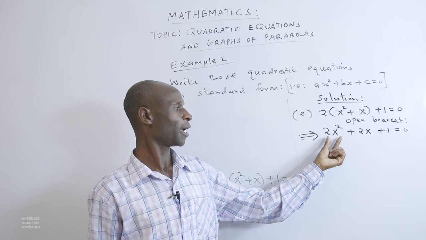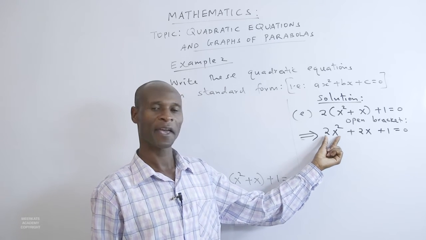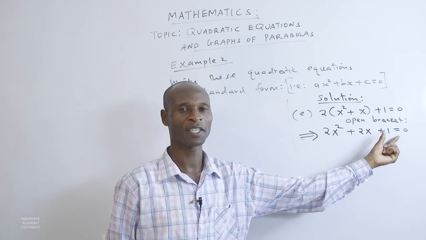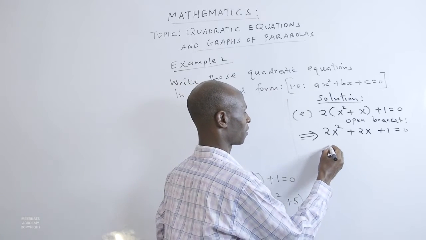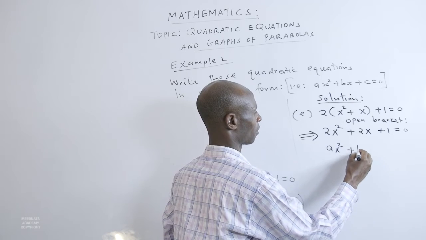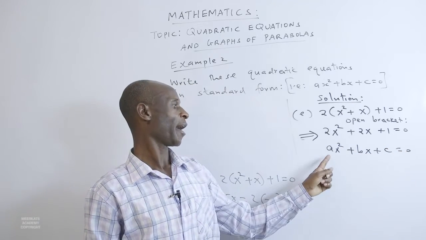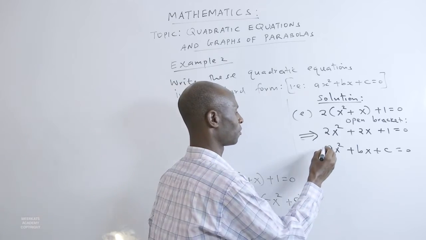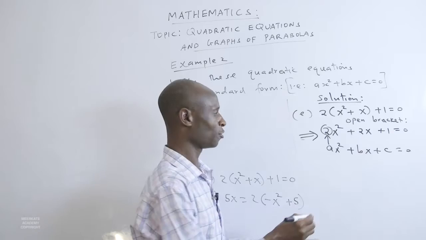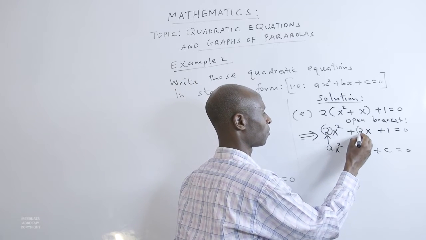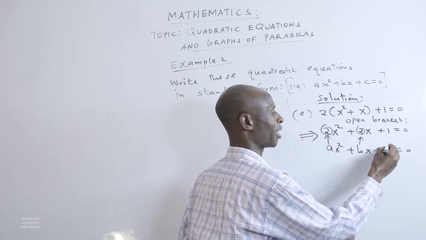So this particular quadratic equation is in the form ax squared plus bx plus c is equal to 0. Where a is 2, b is positive 2, and the constant term is positive 1.